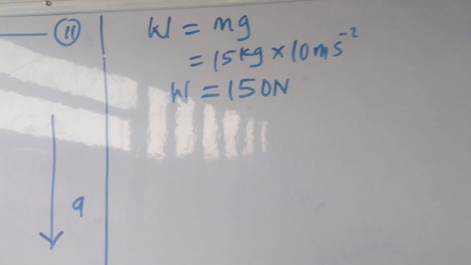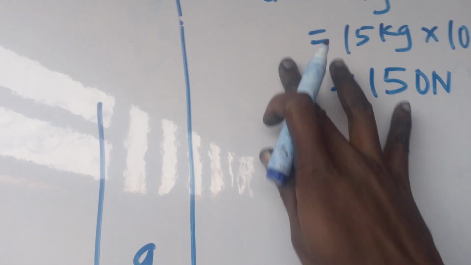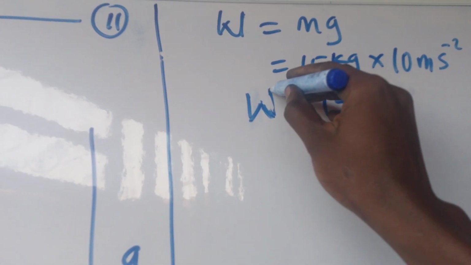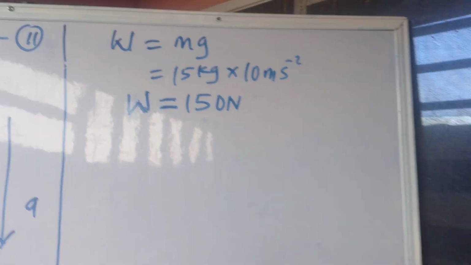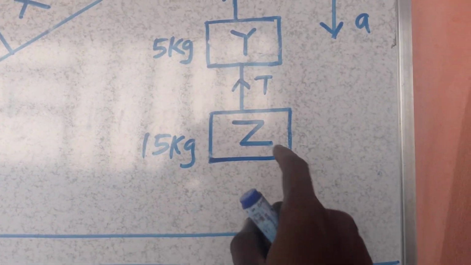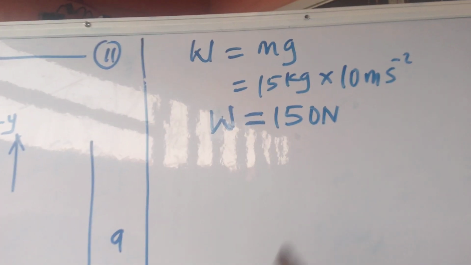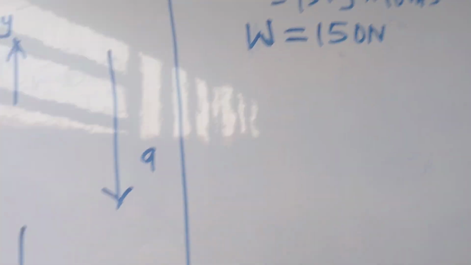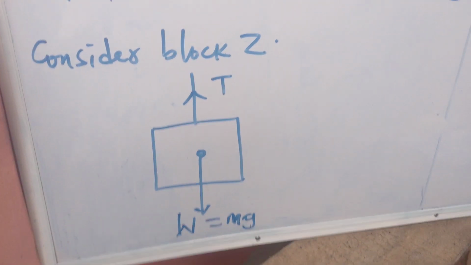Okay, so that is the weight of the block, 150 Newton. The weight of this block is its mass times acceleration due to gravity. So I have this 150 Newton. Now the next thing I will look at is the sign conventions there.